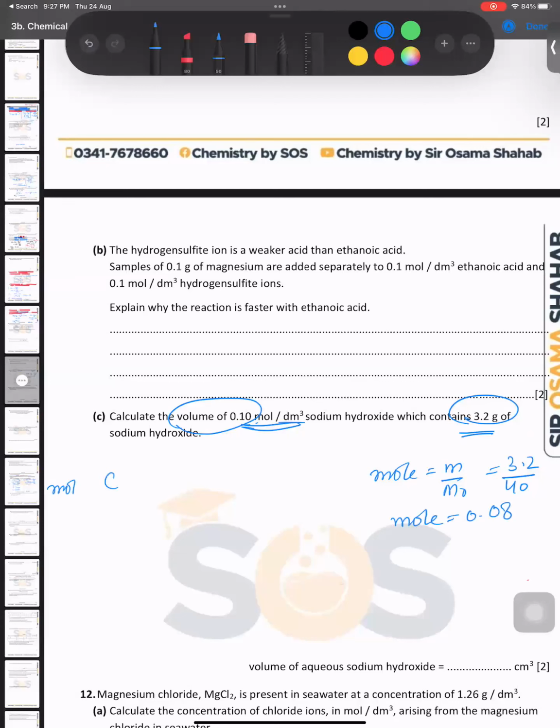So now we know the formula. Moles is equals to concentration into volume, and if you want to find out volume in centimeter cube, so it must be divided by 1000, right? So moles we know that 0.08, 1000 is constant, concentration we know that it is 0.1. So we can find out the volume in centimeter cube. जरा बताइए कितना आ रहा है बच्चों? 800. 800 centimeter cube. Good job.